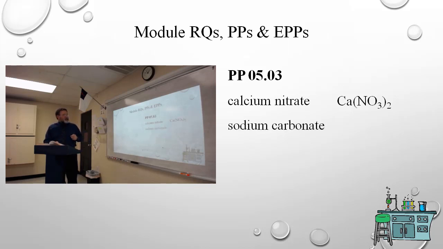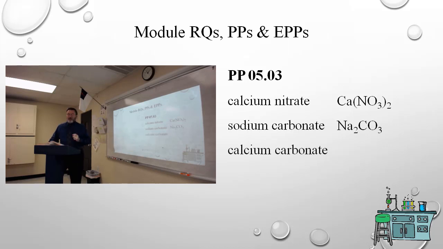The next reactant they had was sodium carbonate. So a carbonate has a 2 negative charge. Sodium has a +1 charge. So it takes 2 of them to balance out the 2 negative, right? So calcium nitrate, sodium carbonate. The third one, calcium carbonate.